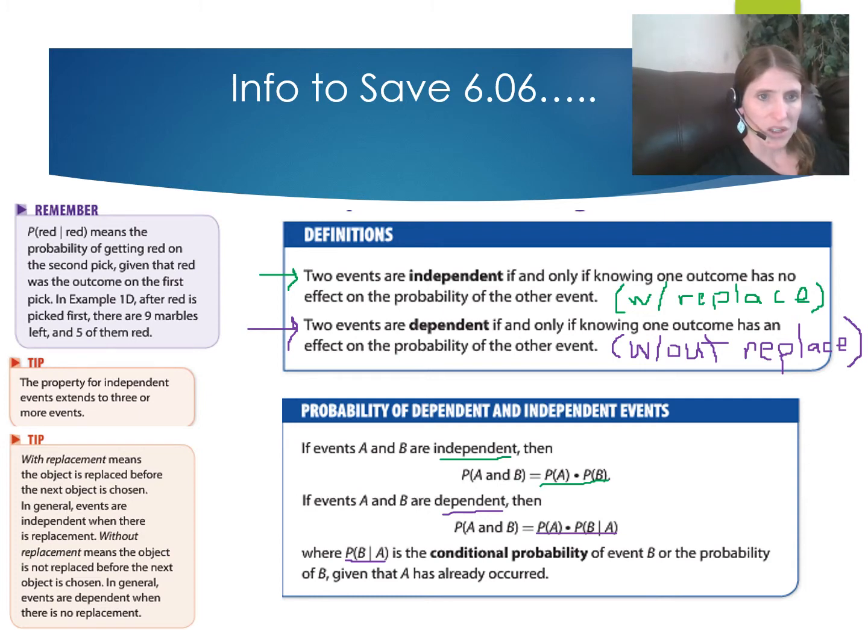Okay, a couple tips over here. So first of all, remember that probability of red, given red, means the probability of getting a red on the second pick, given that red was the outcome on the first pick. Okay, a tip, the property for independent events extends to 3 or more events. With replacement means the object is replaced before the next object is chosen. In general, events are independent when there is replacement. Without replacement means the object is not replaced before the next object is chosen. In general, events are dependent when there is no replacement. So this is exactly what we said up here when we put with replacement and without replacement.